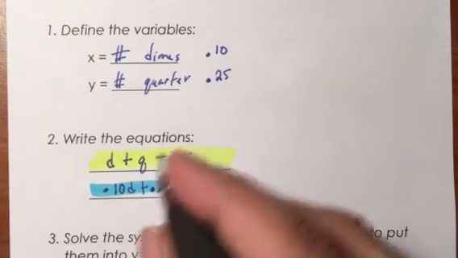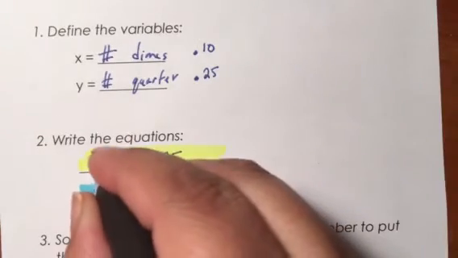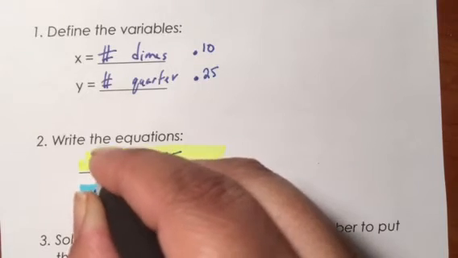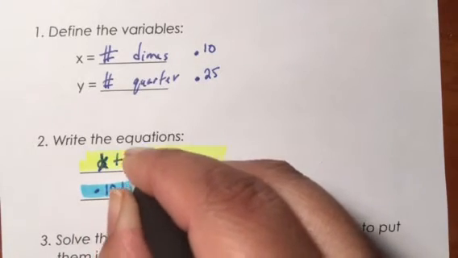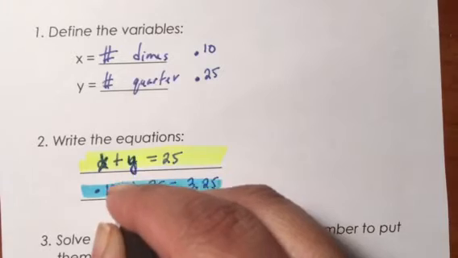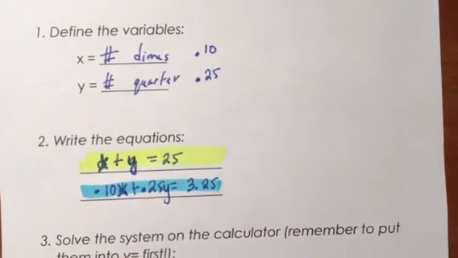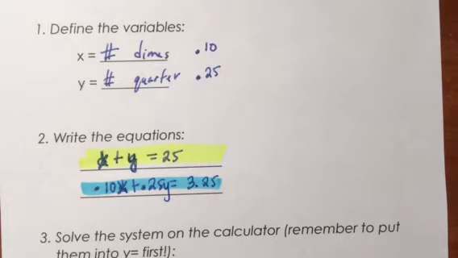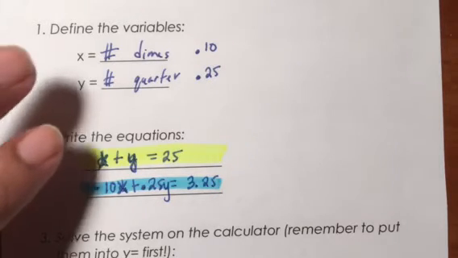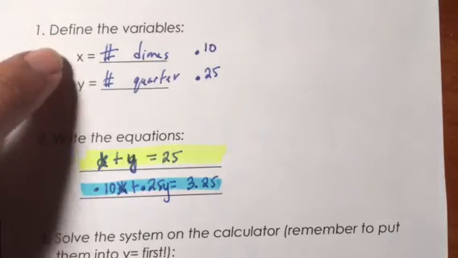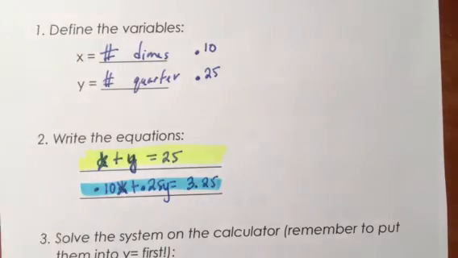Oh, and I used D and Q. Let me change that to X and Y. Sorry. I forgot the Y on this one. Okay, so just in case, that was my mistake. We had to make sure that we're using the same variables that we assigned.